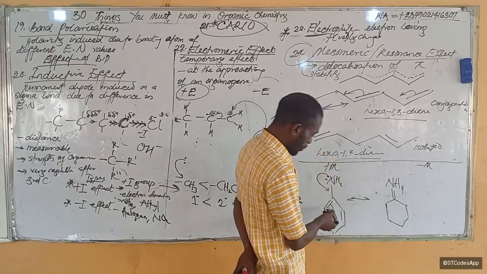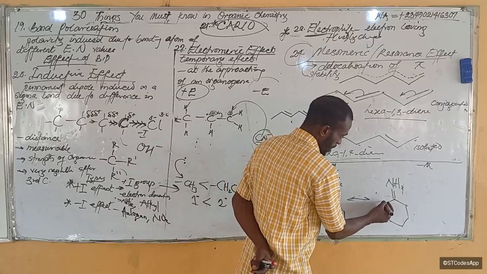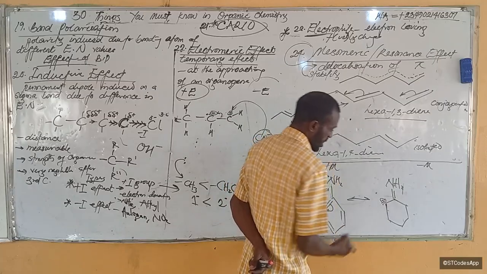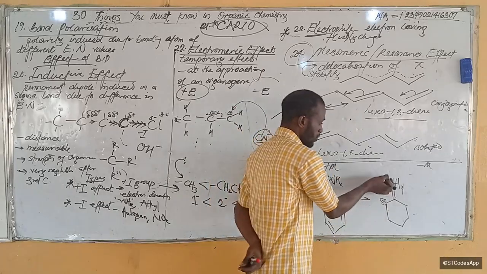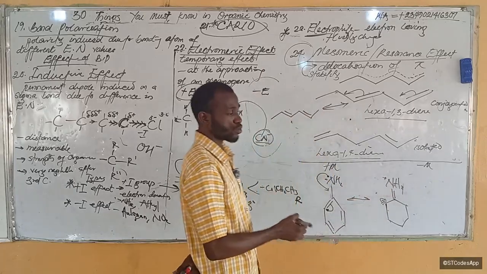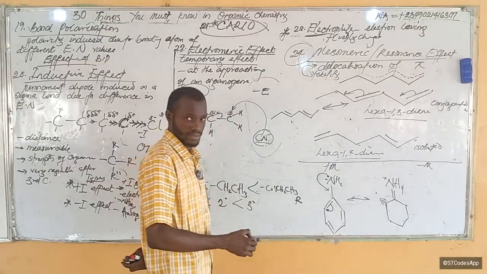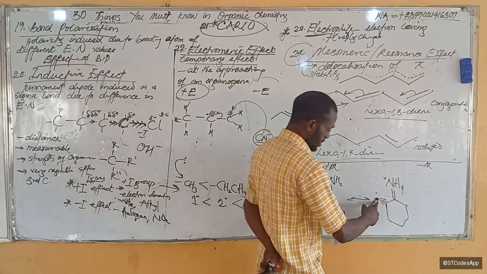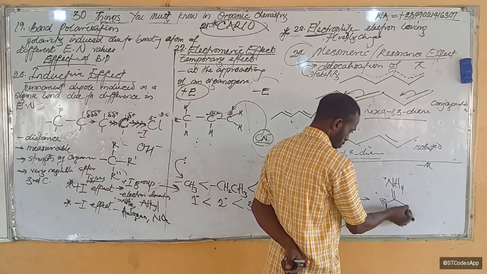Now these pi electrons will come here, and they're going to give us a negative charge here, and then of course leave this one with a positive charge. Is that clear now? The nitrogen will have a positive charge, this carbon will have a negative charge. Then of course your double bond is here, and your double bond is here.